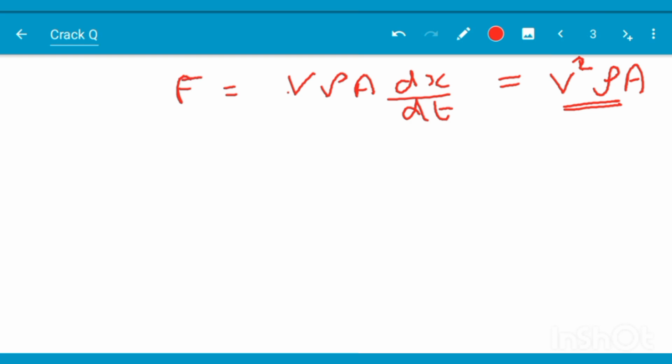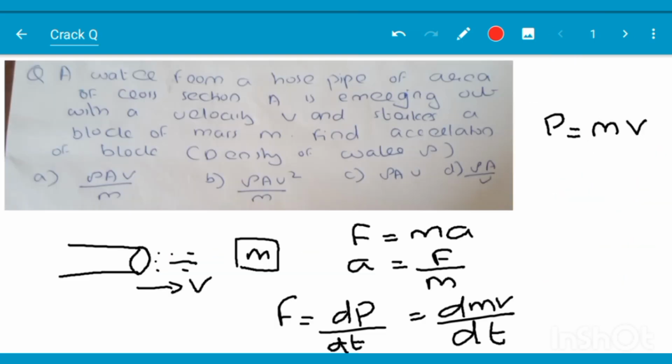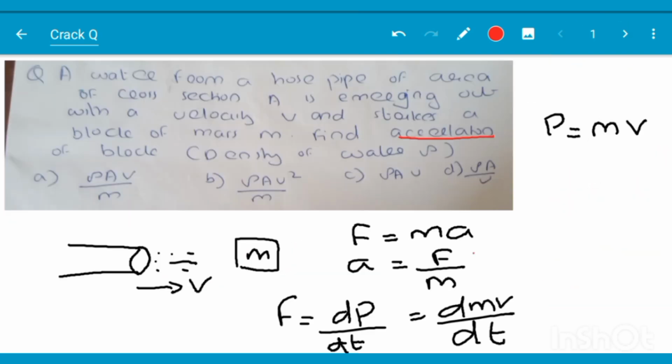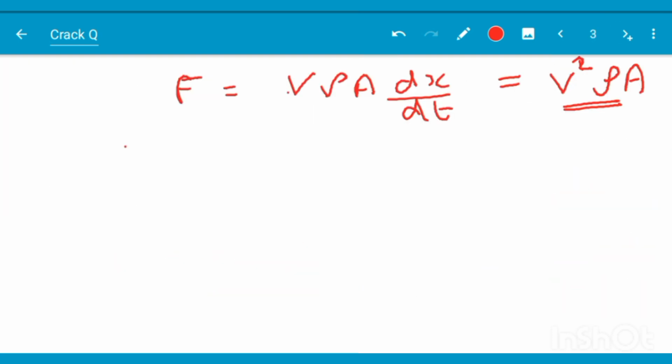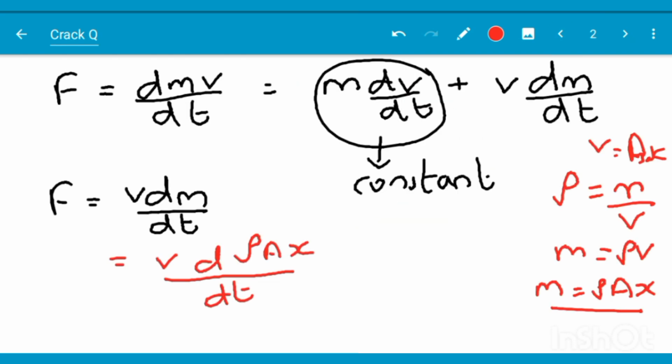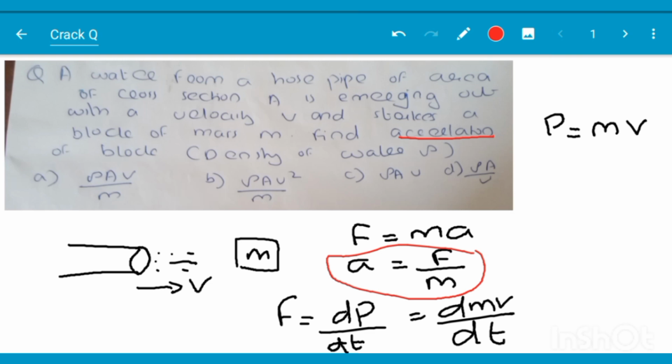We are finding the F, but in the question they are asking about acceleration, so we need to find acceleration using the first formula I have derived, a is equal to F by m. So a is equal to F by m, which gives v square rho A by m. This is the answer, which in the options is option number B. Okay, thank you.